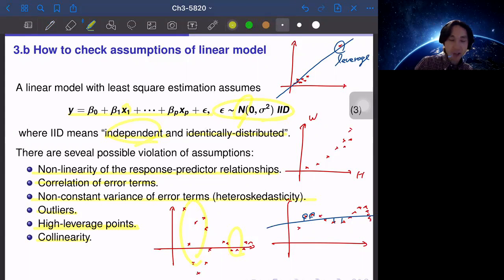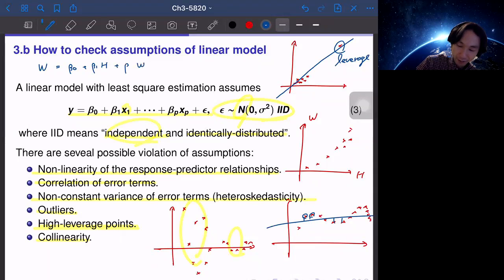Two variables are very close, so that we cannot distinguish these two. For example, sometimes the two variables are very similar. So for example, we explain the weight of some animal by the height of some animal and maybe the width of the animal.